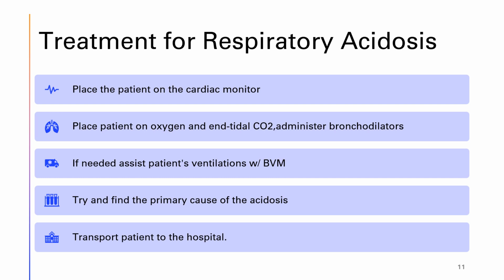But overall, to actually treat the respiratory acidosis, you're going to have to find the primary cause of what is causing them to have the acidosis. There's always an underlying issue. And then just treat your patient, monitor en route, and then you're going to transport the patient to the hospital in the position of comfort.